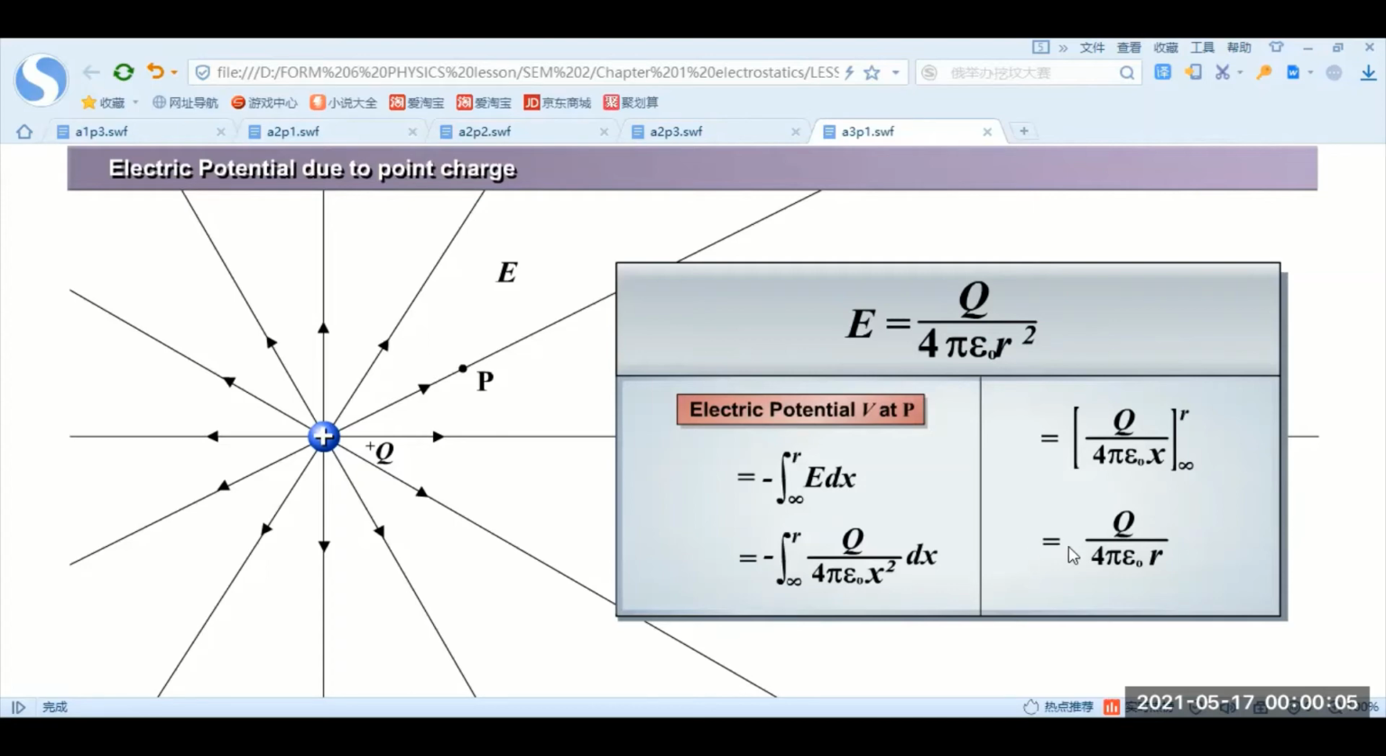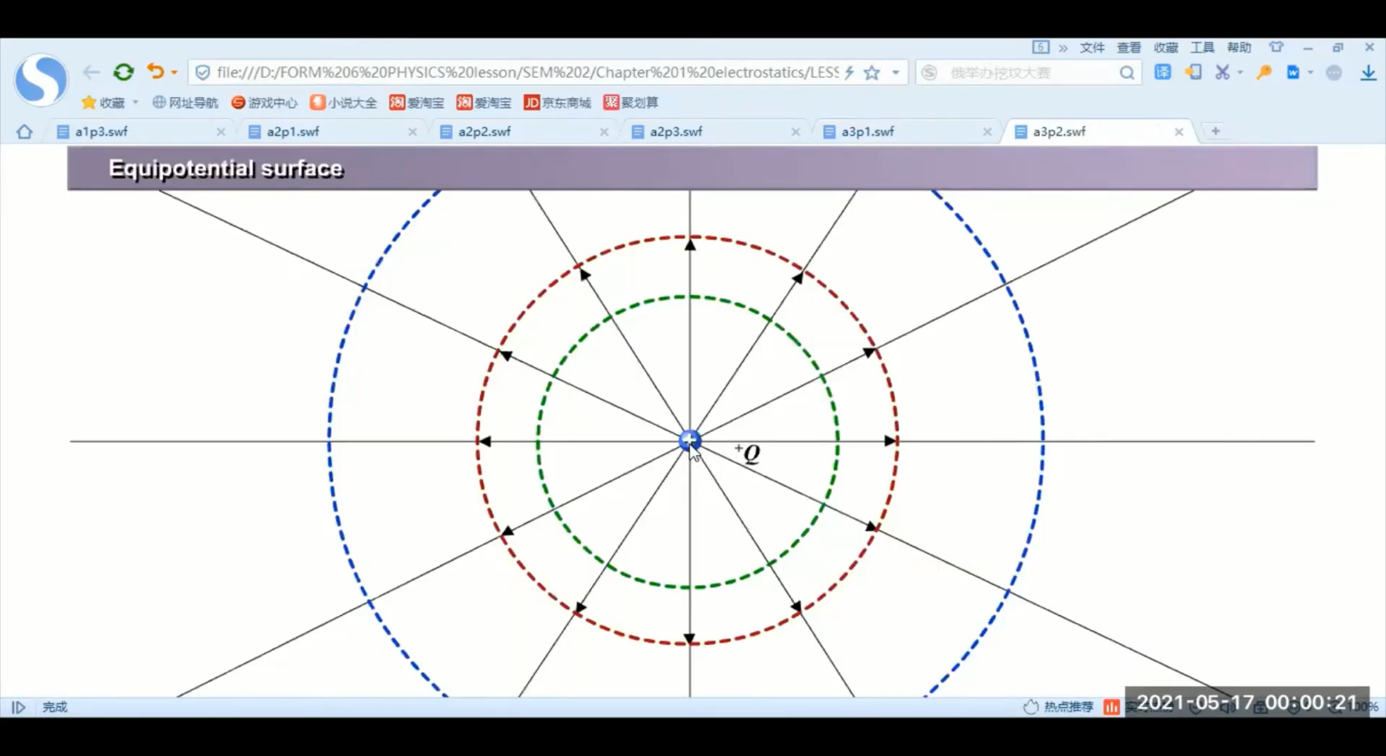So this means V is the energy per single charge. Now, the next slide shows a positive point charge, where there is the green line, red line, and blue line. What happened to the green area?